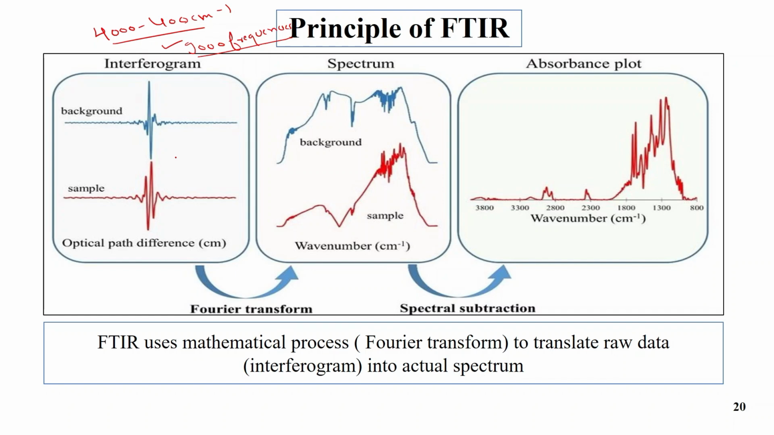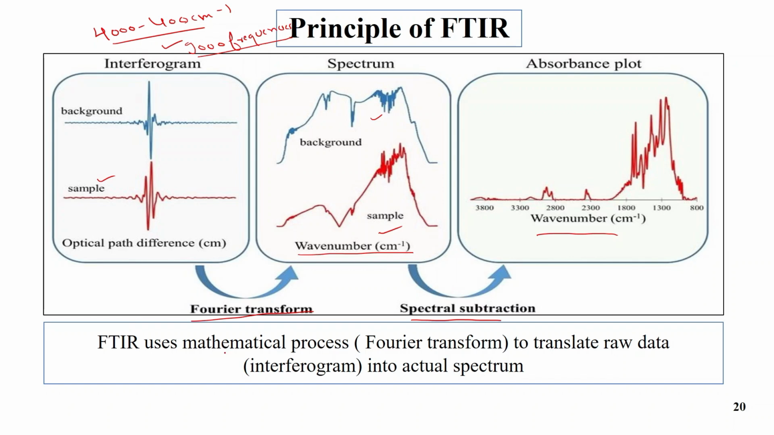and we will have the background signal and the sample signal. Then the mathematical function, Fourier transform, is used to convert the optical path difference, or the time domain, to the frequency domain, that is converted to the wave number. So this is the background and this is for the sample. Now if spectral subtraction is done, if the background is removed from the sample, then we will have the actual spectra of the sample.